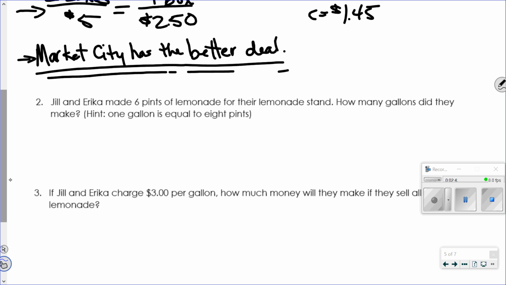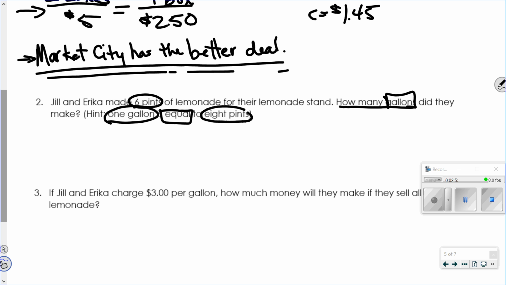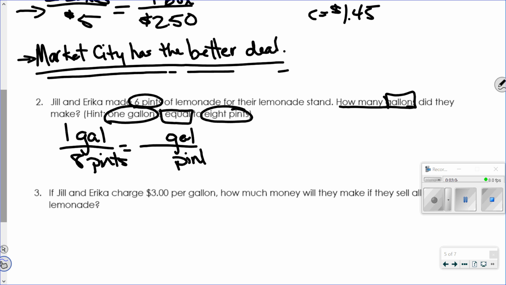Second one, Joe America makes 6 pints of lemonade in their lemonade stand. How many gallons did they make? Hint, 1 gallon is equal to 8 pints. So they gave us our proportion to start with. 1 gallon is 8 pints. And I know I want gallons and pints. But what they actually did, in this case, it was 6 pints.